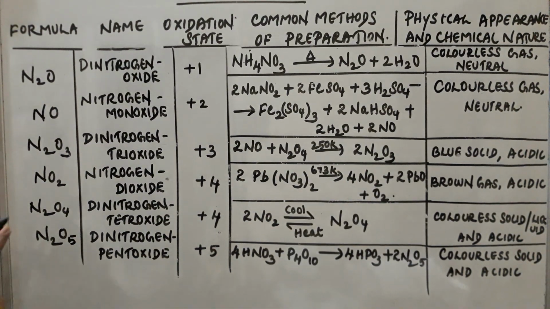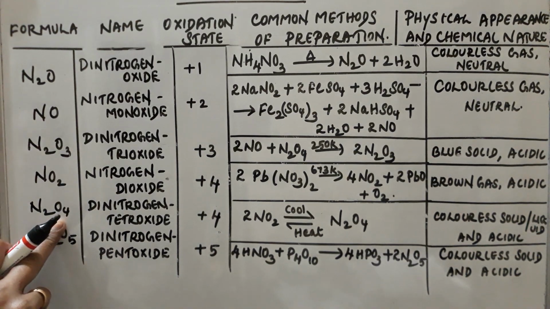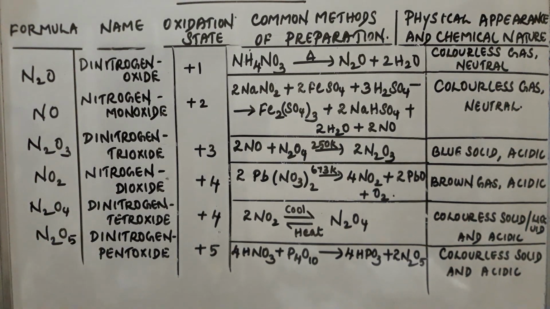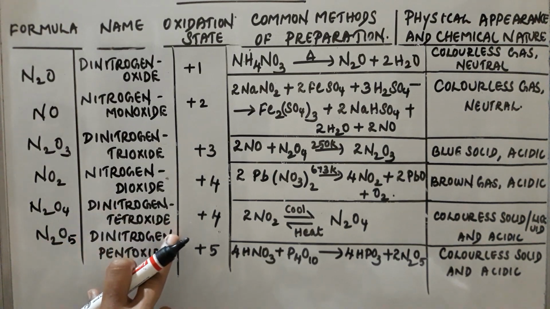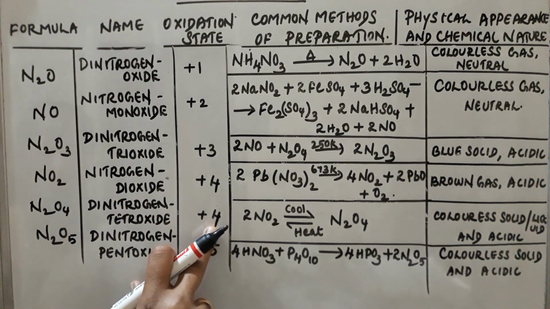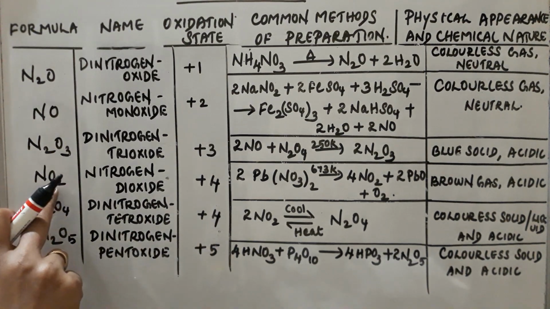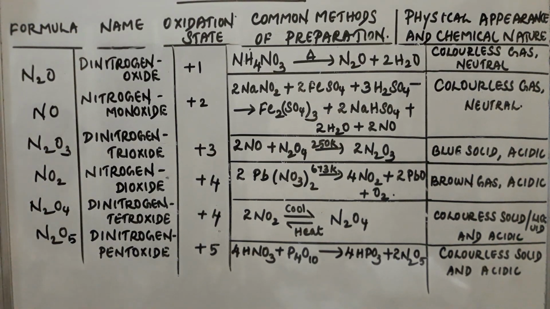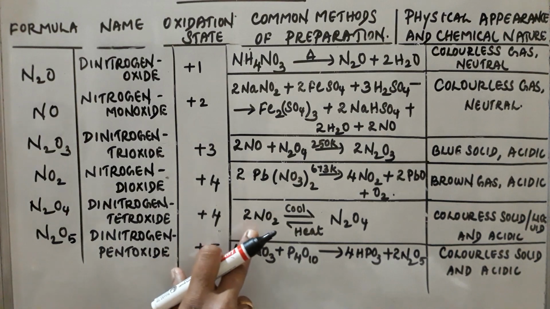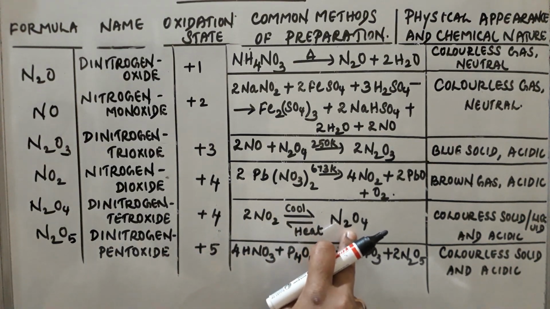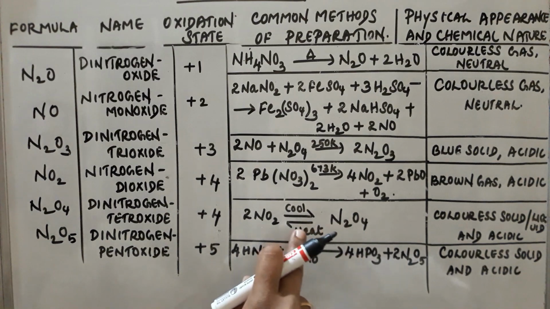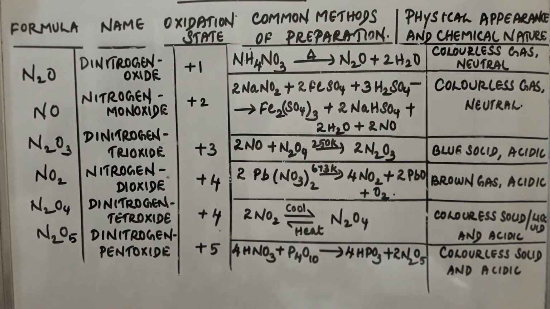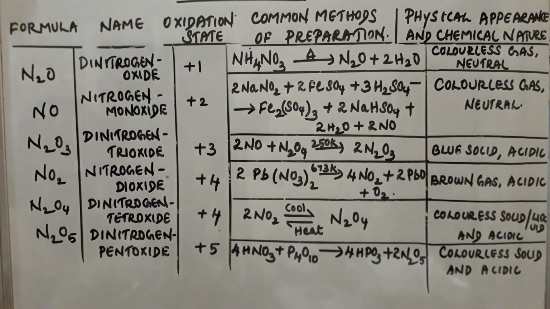Next one is N2O4, dinitrogen tetroxide, or we can write dinitrogen 4 oxide because its oxidation state is +4. See here, we get a -2 oxidation state for oxygen, so -8, so nitrogen has a +4 oxidation state. How can we prepare this? From NO2: NO2 on cooling gives N2O4, and in reverse N2O4 on heating gives NO2. Its physical appearance is a colorless solid or liquid and its nature is acidic.